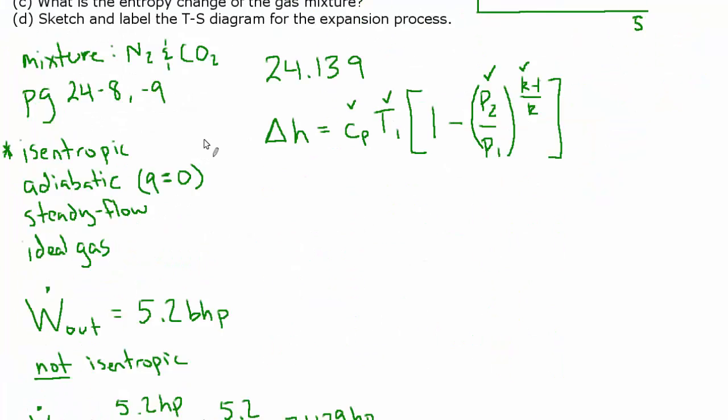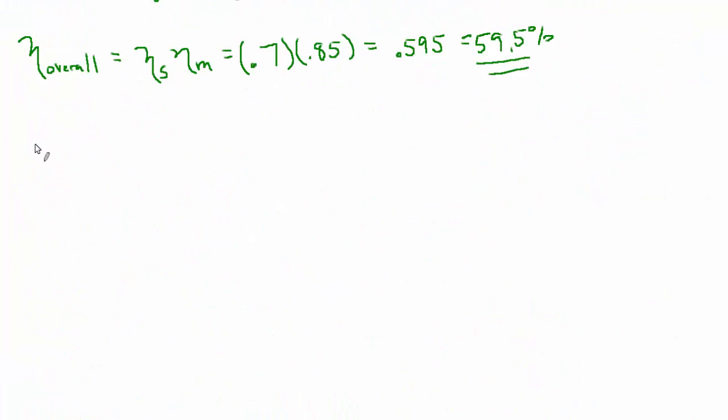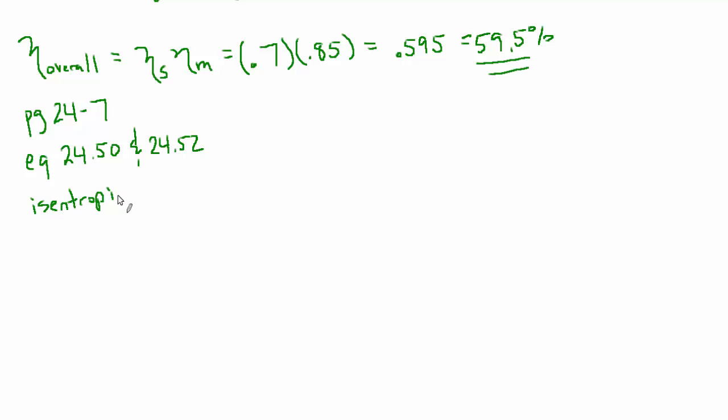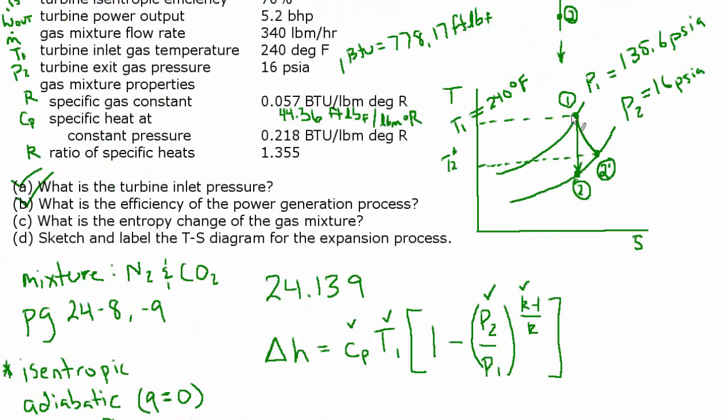And now what's the entropy change of the gas mixture? So there's another equation, and it's nearby the other ones that we were using for this problem. It is on page 24.7, specifically equations 2450 and 2452. We're still assuming that this is an ideal gas with specific heats. However, we're no longer assuming that it's isentropic. So this is the point in the problem where we drop that assumption and say, no, it's not isentropic. I now want to deal with the fact that it doesn't come straight down from 1 to 2. It instead goes on a curved line from 1 to 2 prime, and I want to address that in part C.